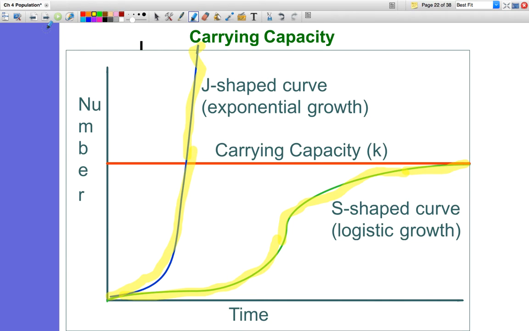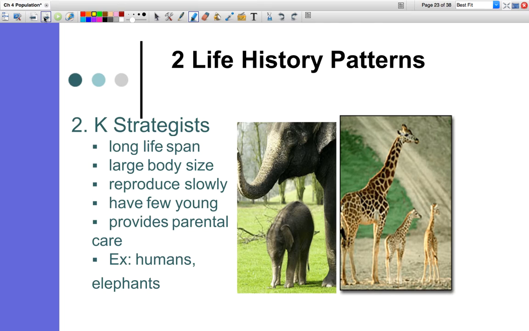So there are 2 life history patterns. There are K strategists. K strategists have long lifespan, large body size, reproduce slowly, have few young, so they have 1 or 2 offspring at a time, and they provide parental care. So examples are humans, elephants, giraffes, we can see over here, are all K strategists. So they live for a really long time.